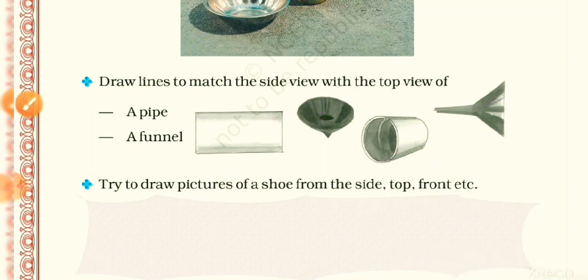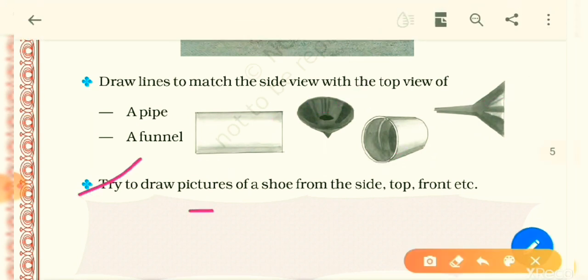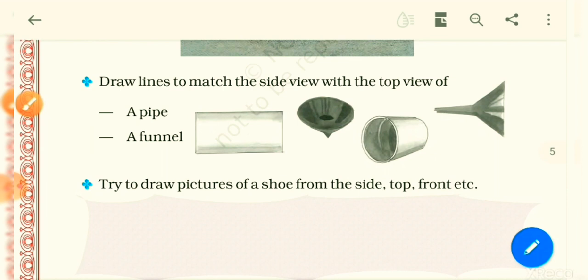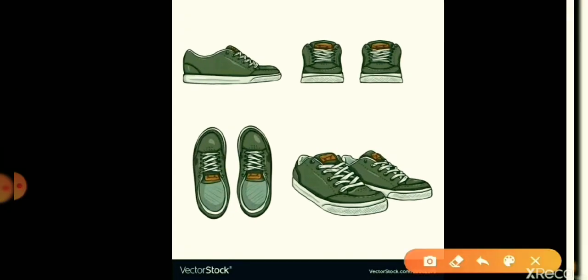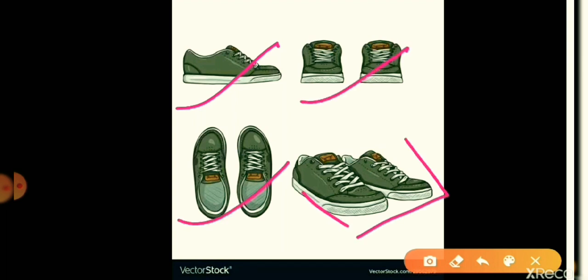Now another question is here, try to draw pictures of a shoe from the side, top and front view. Yes, it is very interesting because it is related to your drawing and you all like drawing. So let me help you. Here you have the side view, front view, top view, and also one more side view which is a little slant of the shoe. So you can draw it in your notebook. Now come to the next topic.